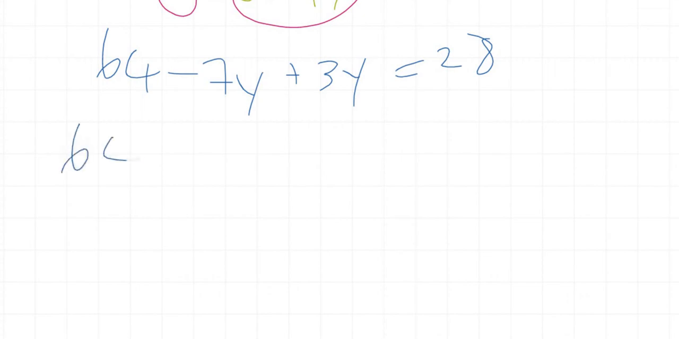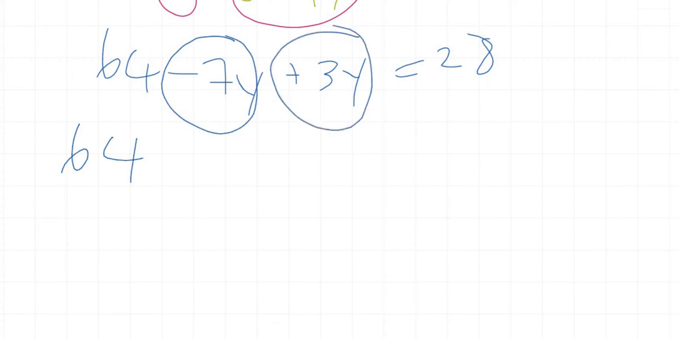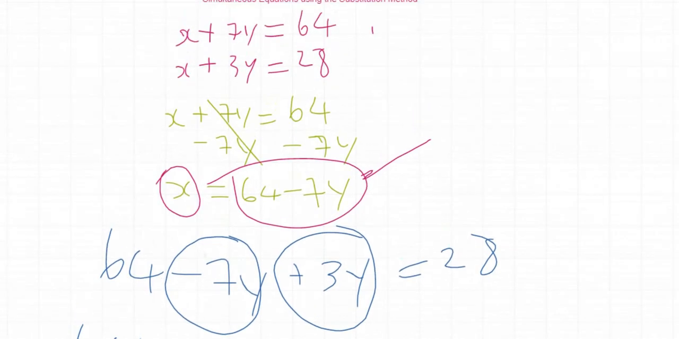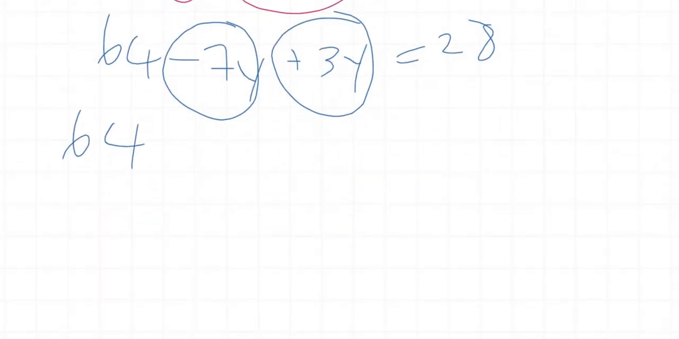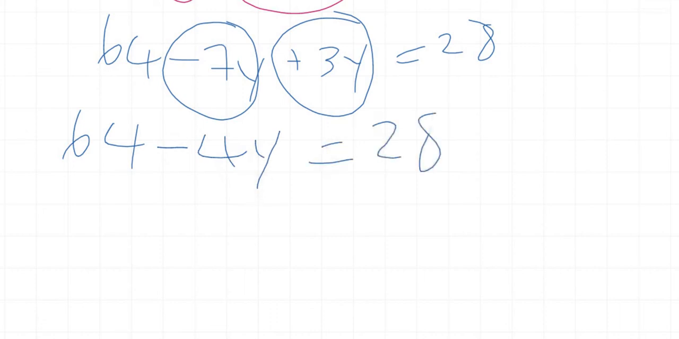So we have 64, and we say you owe 7y's at the shop. You have 3y's in your pocket. So you will have negative 4y is equal to 28. And so we will just make y the subject.